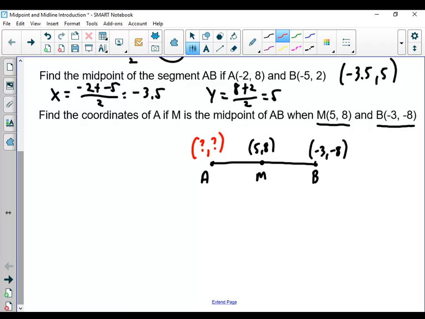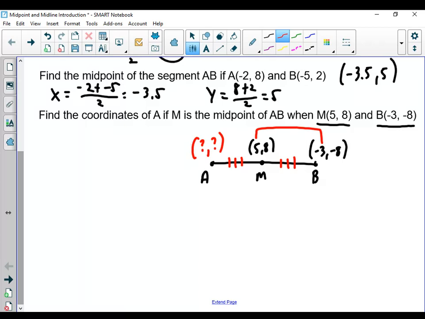You have an idea? Can you find the difference between the M and B, and then use that difference in the A and M? Okay, why would we want to do that? It's the midpoint, so equal on both sides. All right, that's a good strategy. I know that from M to B should be the same as it is from A to M. So if I can figure out how far it is from, say, here to here, it should be the same distance over here. So if I start at -3, because that was on the end, what would I do to -3 to end up with 5?